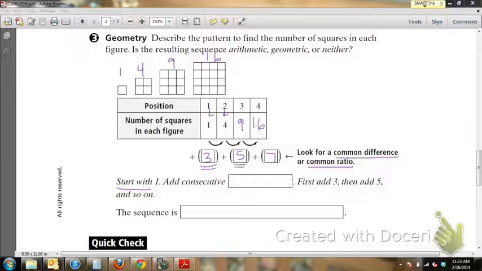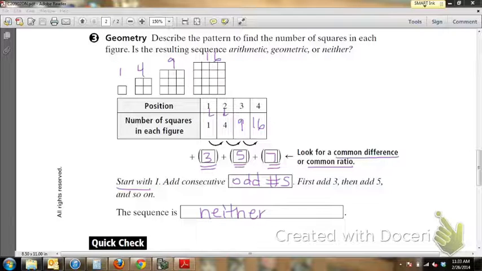What types of integers are 3, 5, and 7? They are odd numbers. So you added consecutive odd numbers, but because I didn't add the same odd number each time, the sequence is neither arithmetic or geometric. It's just a pattern. It's a pattern that we can figure out, but because it's not the same number being added each time, it's just a pattern.